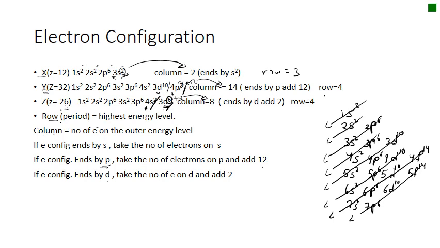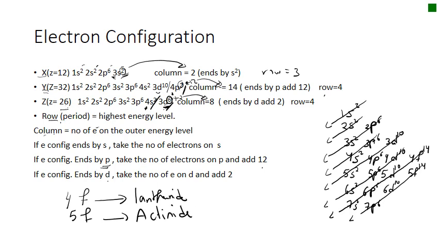For elements whose electron configuration ends with F, if it ends with 4F, they are called lanthanides. If their electron configuration ends with 5F, they are called actinides. We are not asked to determine the column of elements whose electron configuration ends with F.